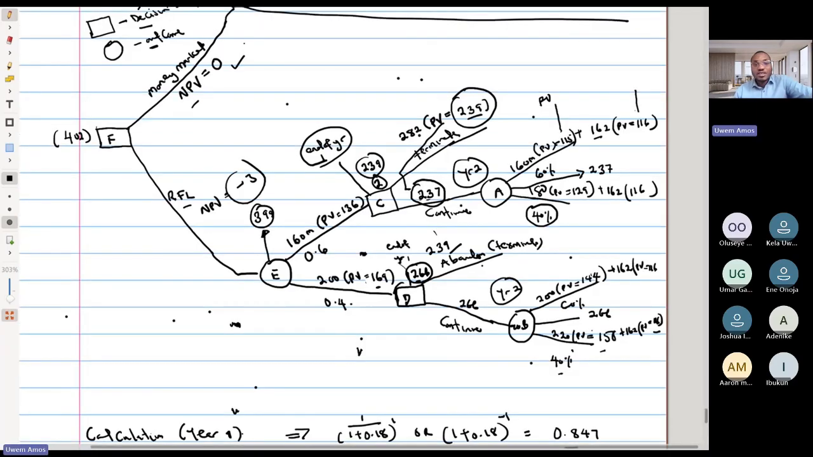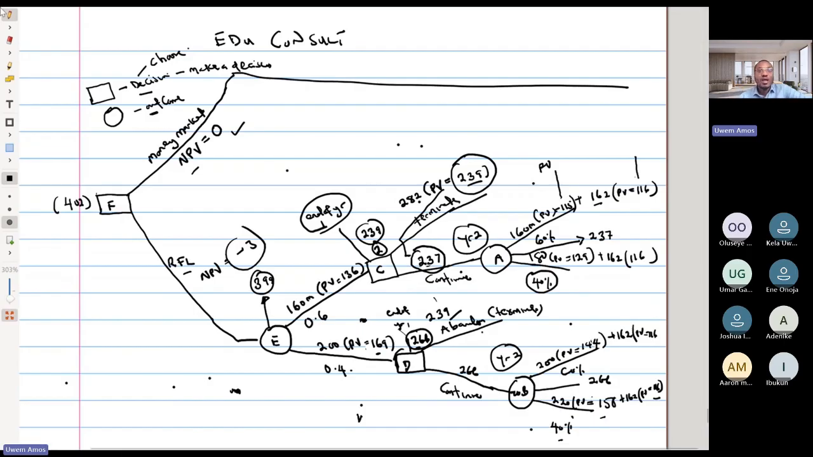Any question, guys, on decision tree? Even if it's not on this question, just maybe if you have any question on decision tree generally, we can take it. Any question?